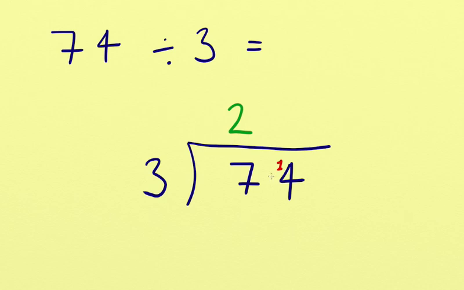So how many 3's go into 14? Well, it's 3, 6, 9, 12. So that's 4. But we've got 2 left over. So we're going to carry the 2 to the end, and we're just going to label it as a remainder 2. So 3 goes into 74 24 times with 2 left over. So remainder 2.